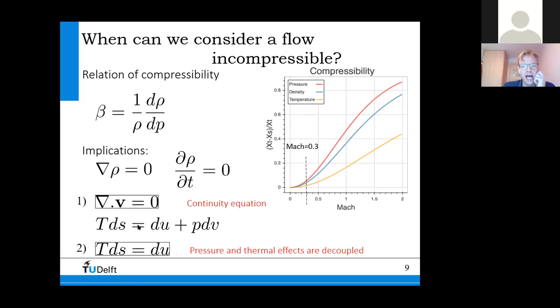If you work that out, you see that because the density stays constant, the only change in thermal energy is related to temperature. So actually, pressure and thermal effects are decoupled. And if you have a compressible flow, we can say that they are very coupled, the pressure and thermal effects. But the big advantage of hydraulic machinery with an incompressible flow is that you have decoupling.